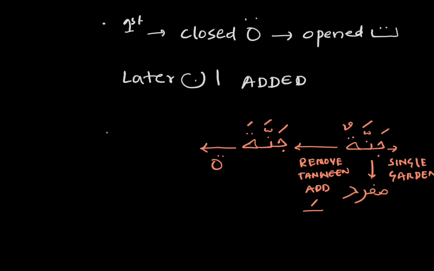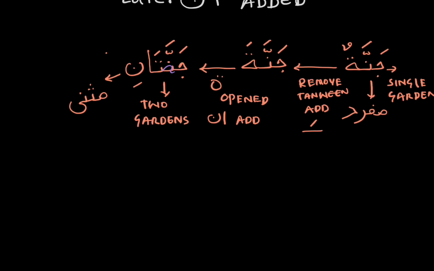After Jannata, the closed ta at the end is opened and alif noon is added. Then it forms Jannatani. The closed ta is opened here, then alif noon is added at the end. So Jannata becomes Jannatani. Jannatani means two gardens. It is musanna, that is, a dual noun.